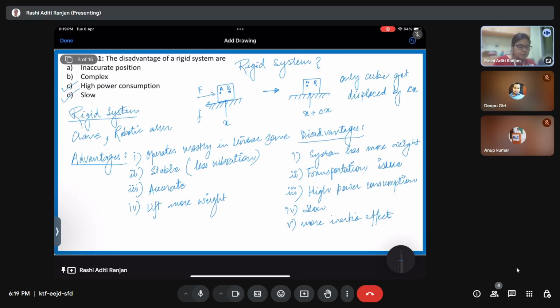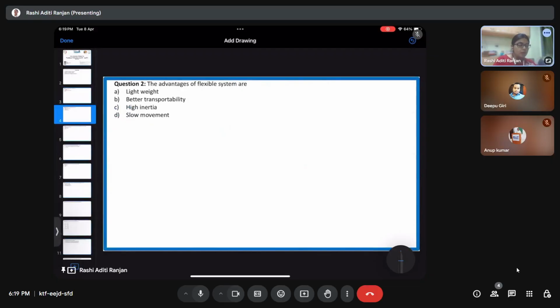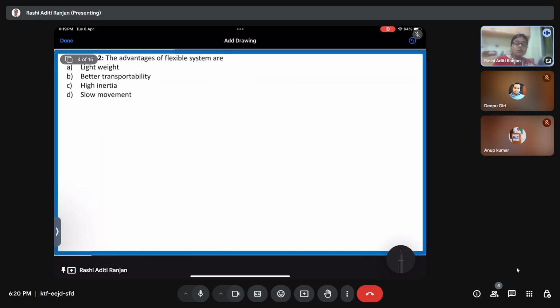Now we'll come on to question number 2. Now we had talked about what are the disadvantages of a rigid system. So, what is a material that could be helpful for countering the disadvantages of a rigid system? Then the flexible system comes. Okay. So, what is a flexible system first?